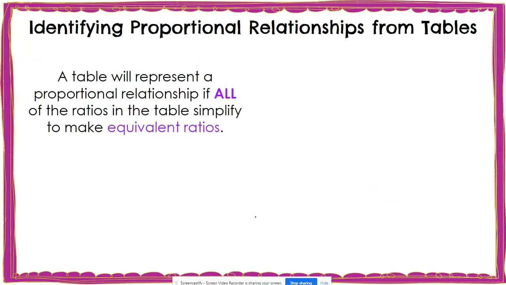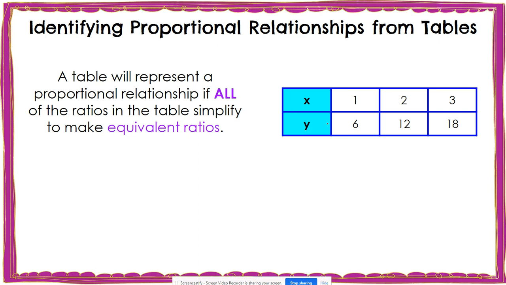Now let's look at tables. We can tell if a table represents a proportional relationship if all of the ratios in the table, just like the points on a graph, can simplify to make equivalent ratios. So in this table, I have x values on my top row and y values on my bottom row. To figure out if this makes a proportional relationship, I'm going to write ratios for each of these.